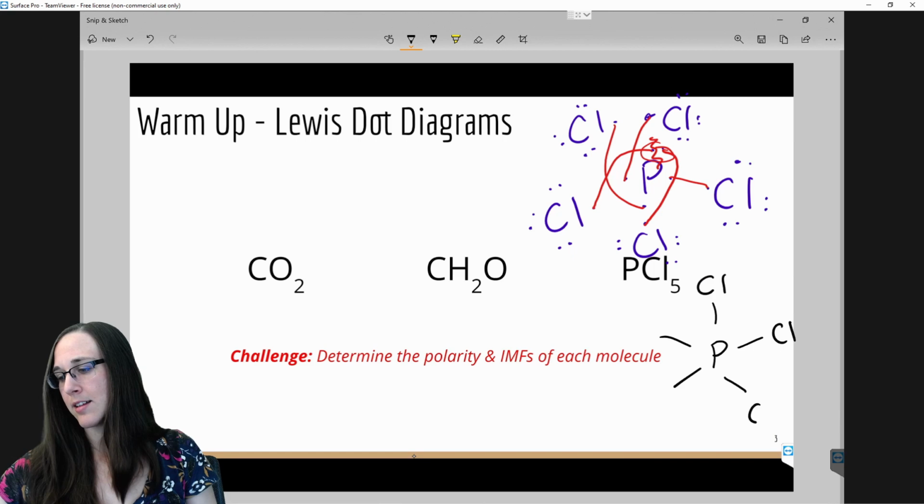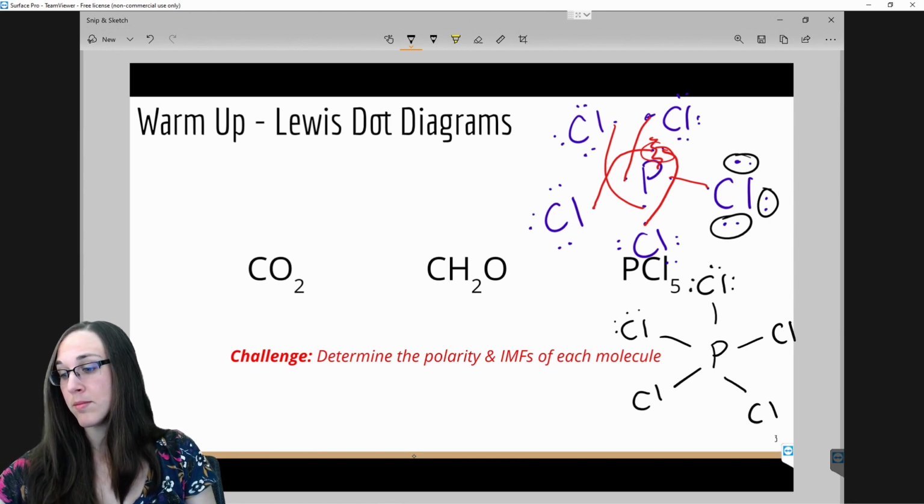Cl, Cl, Cl, Cl, Cl. Don't forget to bring down all of these lone pairs on each chlorine atom. I know it's tedious, but it is required. You need to show those every time.